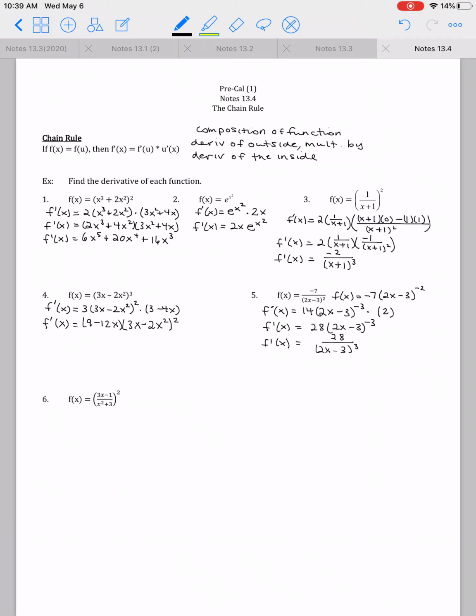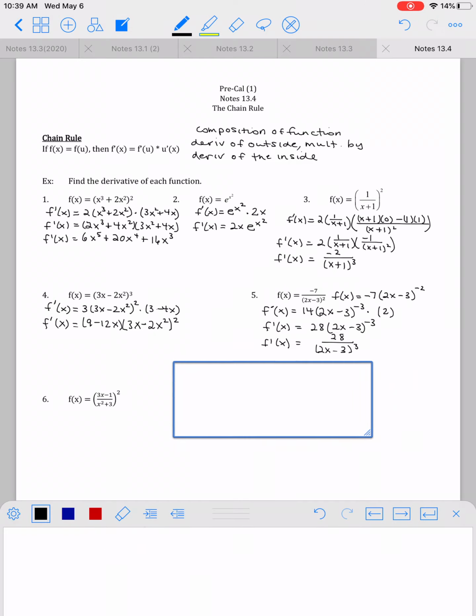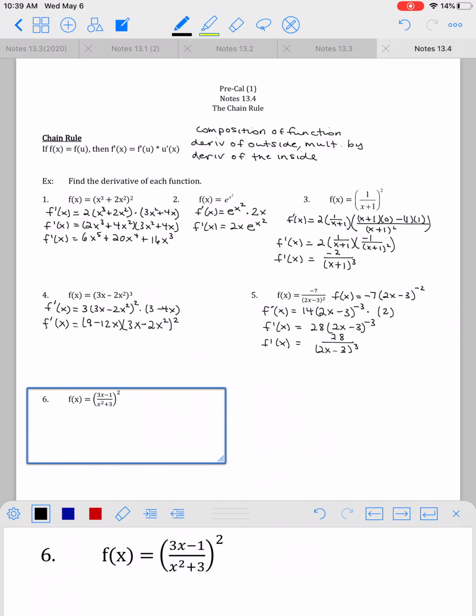The chain rule is essential in calculus, and definitely something that will be used a lot. So it's very, very important to do. Okay, here we go. Last one. So f prime of x, the outside function is an exponent. The inside function is a quotient. I bring down the 2, 3x minus 1 over x squared plus 3. Okay, that's the power rule.